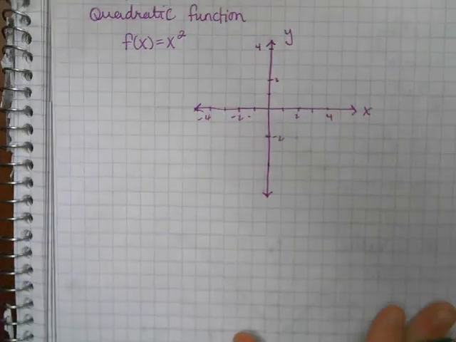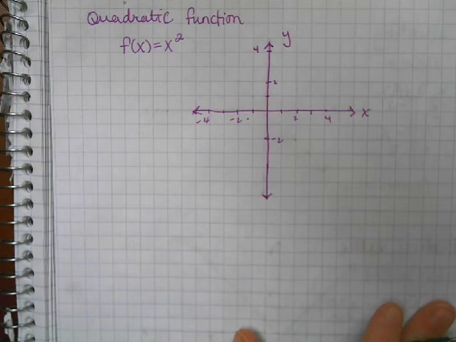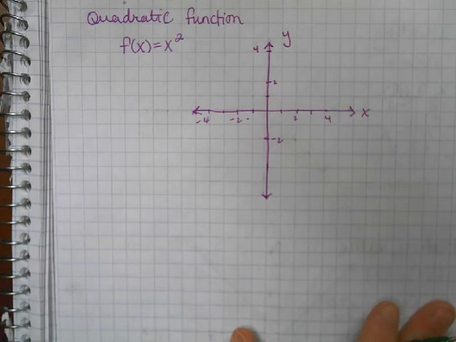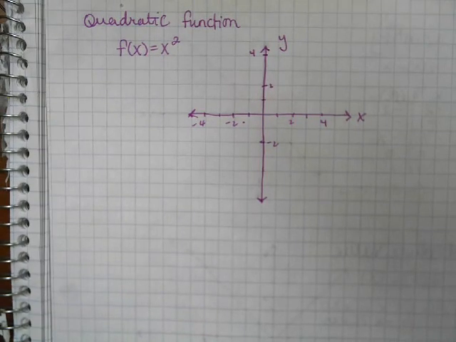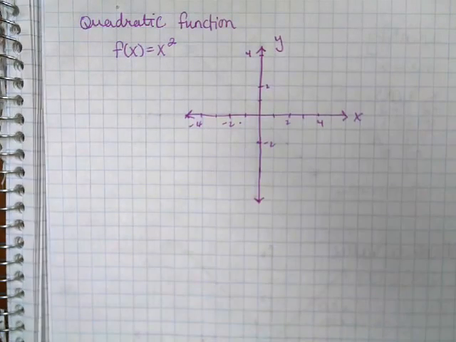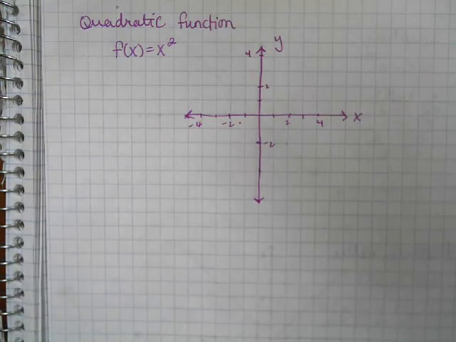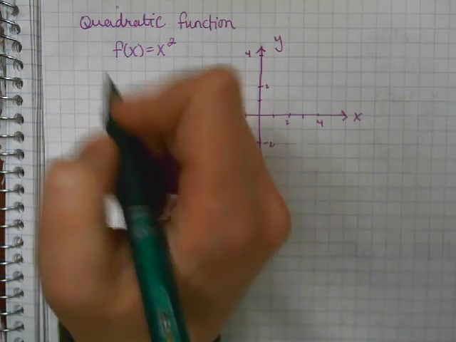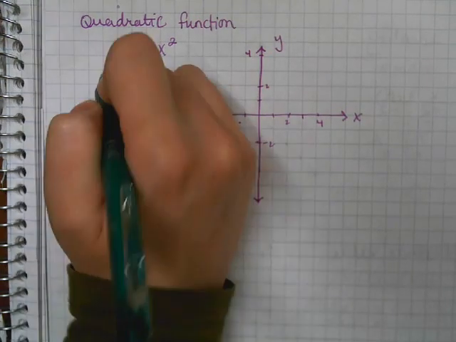The next function worth noting is the quadratic function. It's f of x equals x squared. It's just the simple, the basic, the parent function. And this graph, by the way, the last graph was continuous. The absolute value function is a continuous function. This one is also a continuous function.